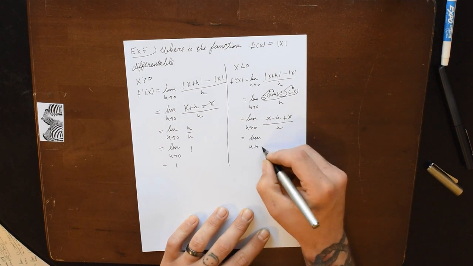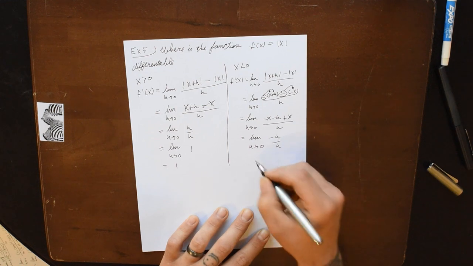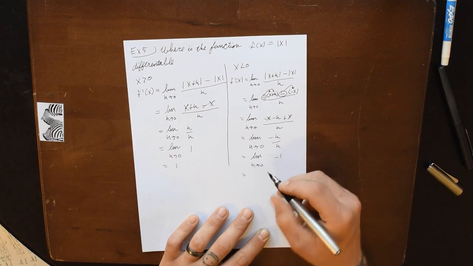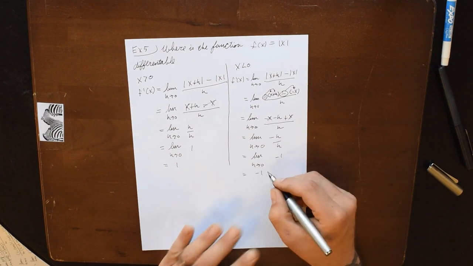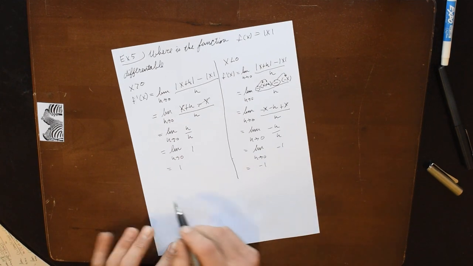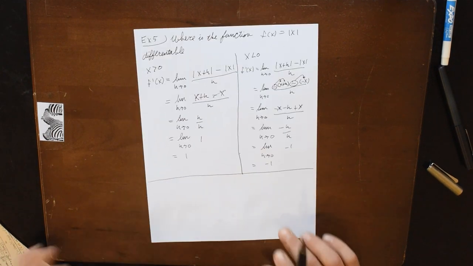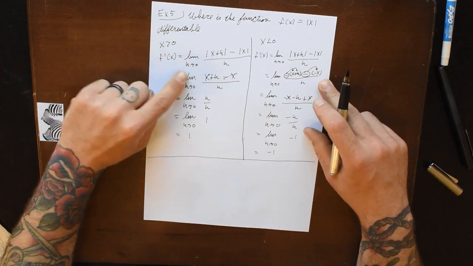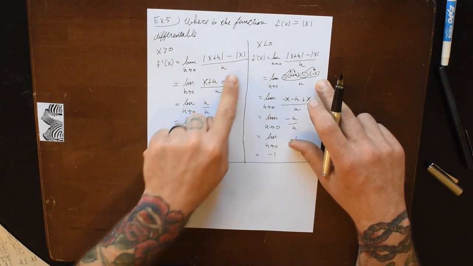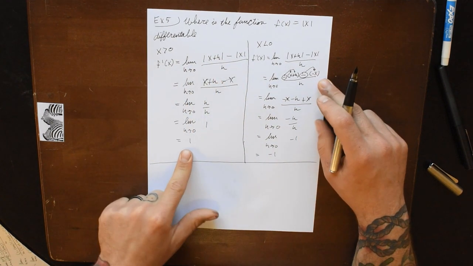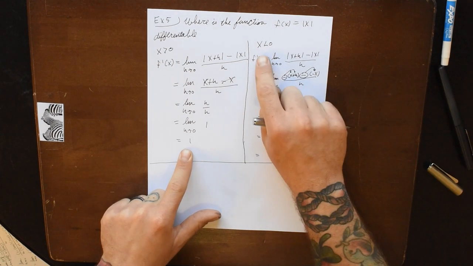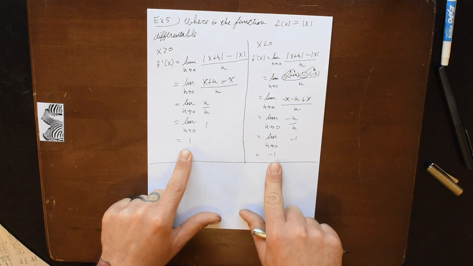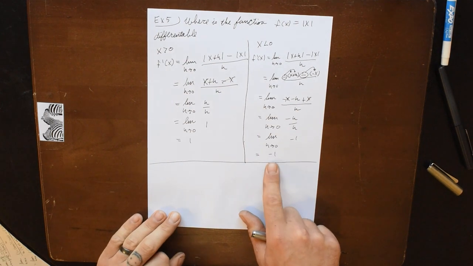The limit as h goes to 0 of a negative h over h. Well, that's the limit as h goes to 0 of negative 1, which is just equal to negative 1. So when x is bigger than 0, regardless of what the value of x is, our derivative is equal to positive 1. And regardless of what the value of x is, as long as it's a negative number, its derivative is always going to be equal to negative 1.